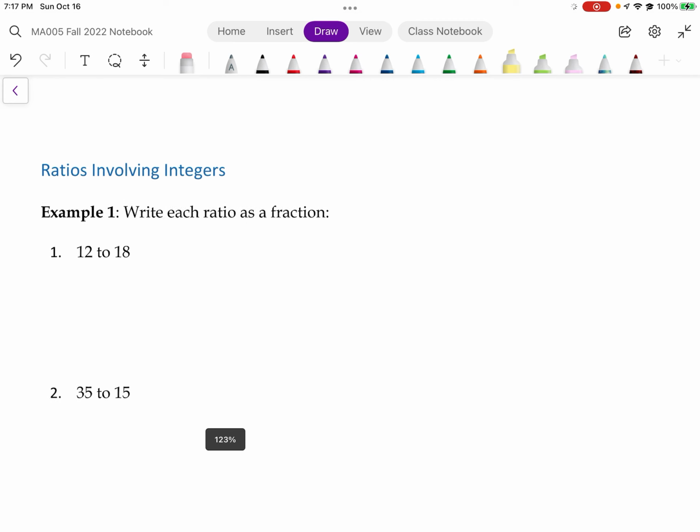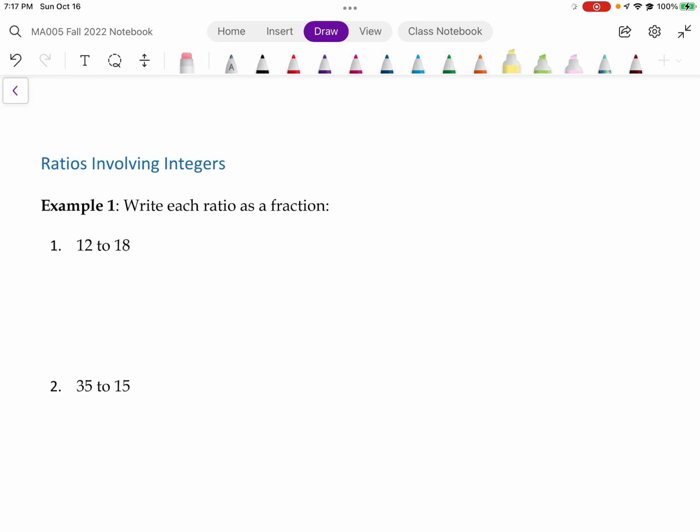Ratios involving integers. Write each ratio as a fraction. Pause the video and try these two, and be sure to reduce it. We're not going to do decimals, we're just writing it as a fraction. The way you write this as a fraction is 12 to 18, and that reduces by saying how many 6's go into 12, 2. How many 6's go into 18? 3. So we get 2/3.